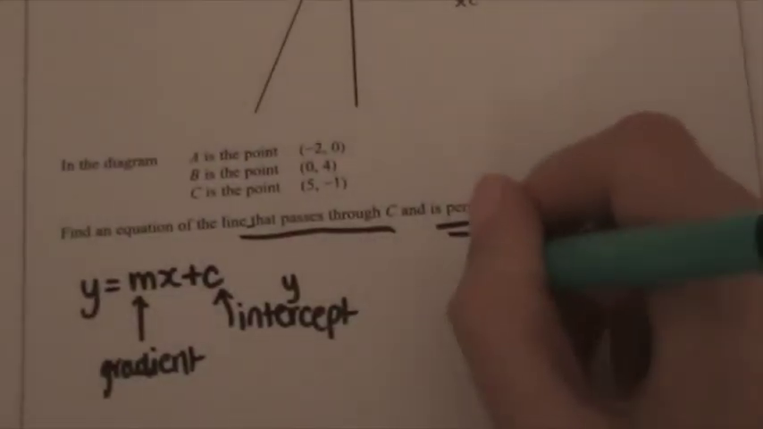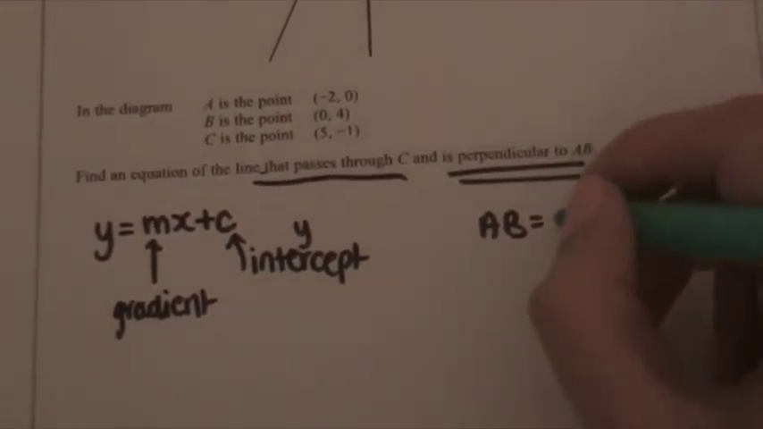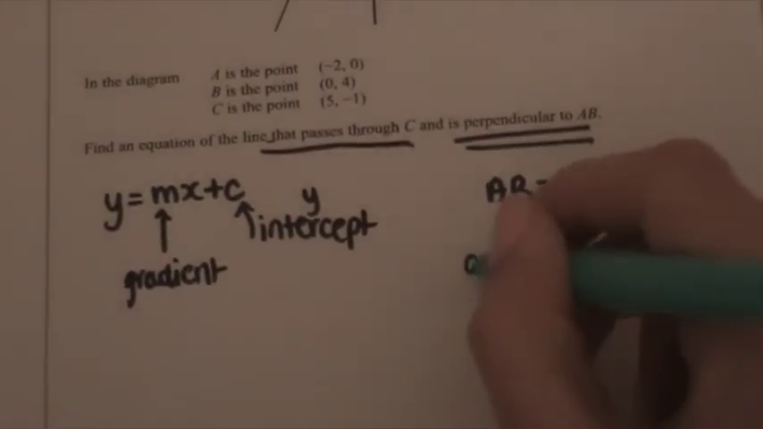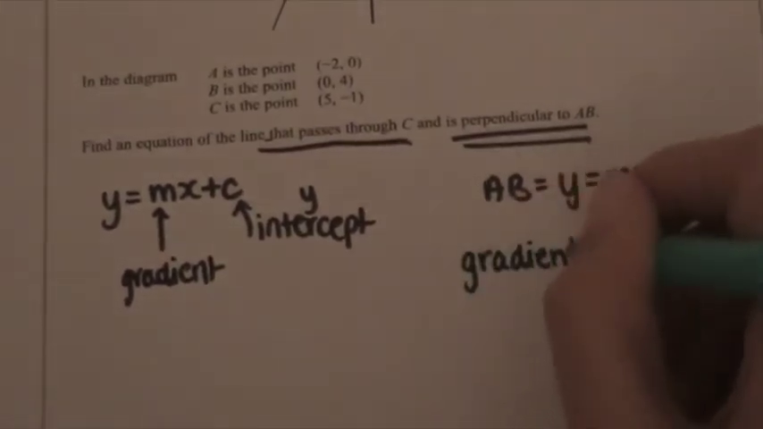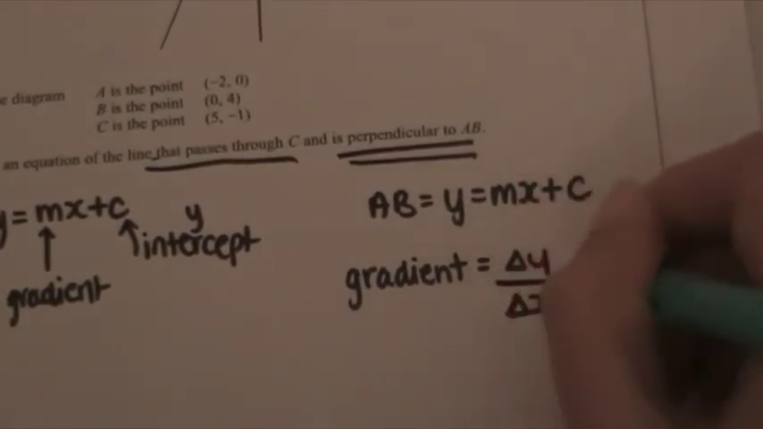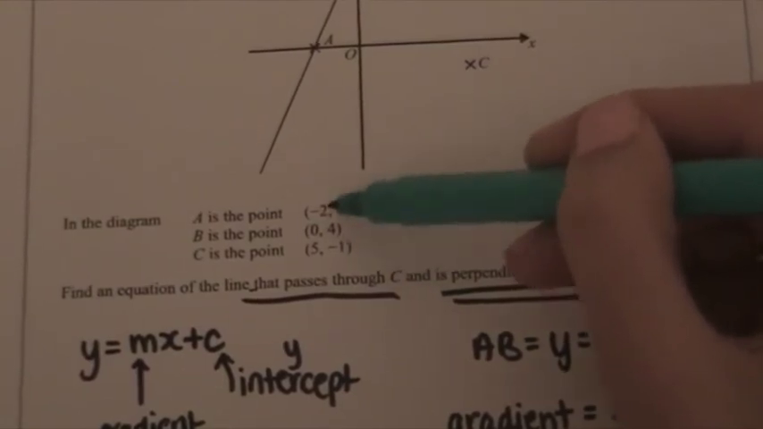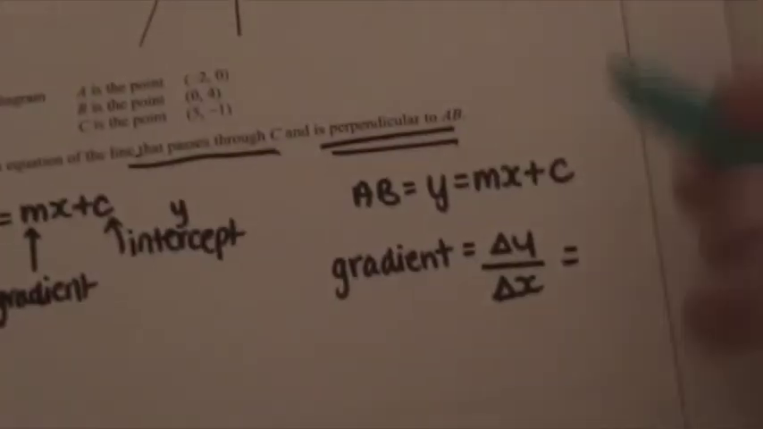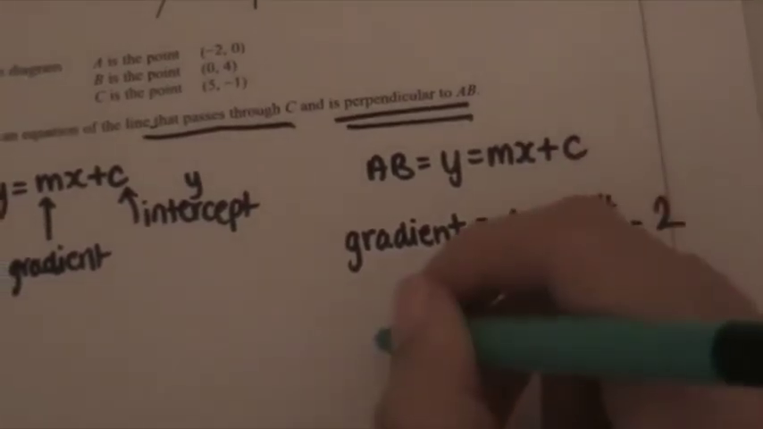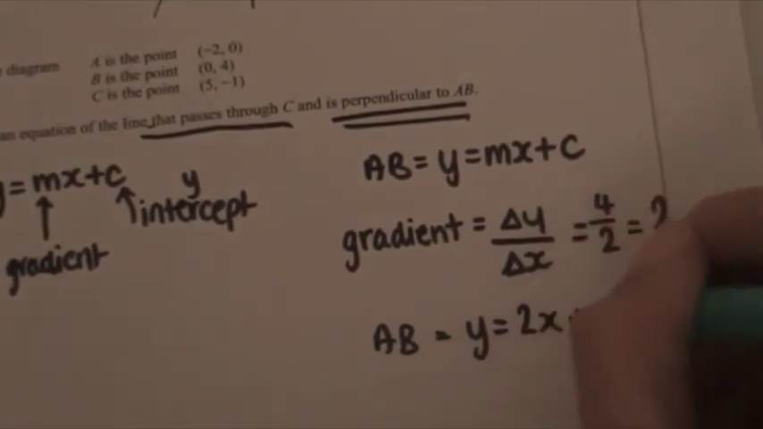So let's first look at the line AB. We want to find the gradient. So at the moment we've just got y equals mx plus c. To work out the gradient of the line AB, we know that's change in y over change in x values. So we can do that. The change in y is 4 and the change in x is 2. So 4 over 2, so the gradient is 2. So far for our line AB, we have y equals 2x plus c.